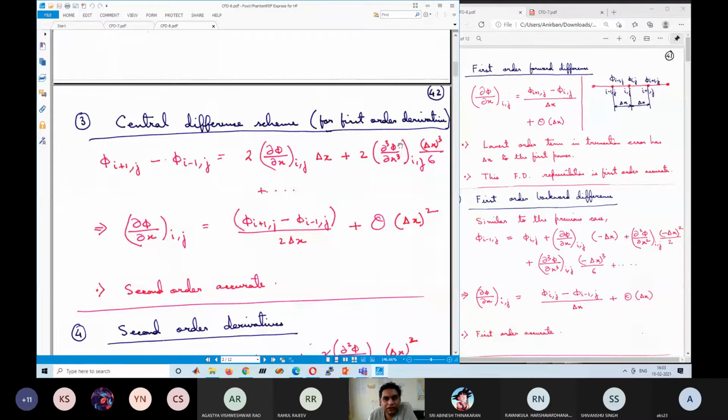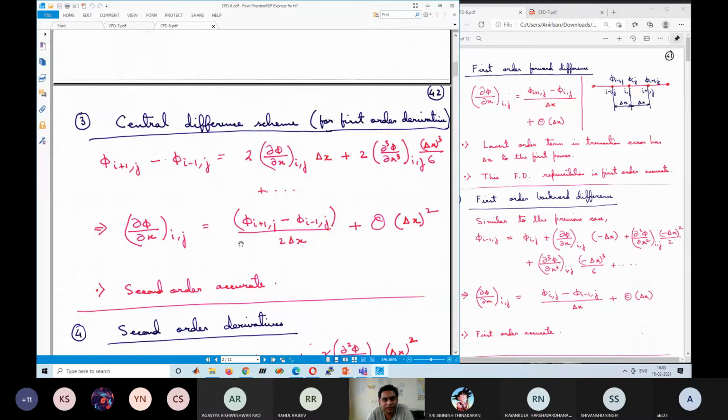So the next term will be 2 del cube phi del x cube into delta x cube by factorial 3. Then we will have 2 del to the power 5 phi del x to the power 5 into delta x to the power 5 divided by factorial 5. Like this it will continue. So in this case you can see that we can represent del phi del x at ij as phi(i+1, j) minus phi(i-1, j) divided by 2 delta x, like what I have already explained. This point minus this point divided by 2 delta x.